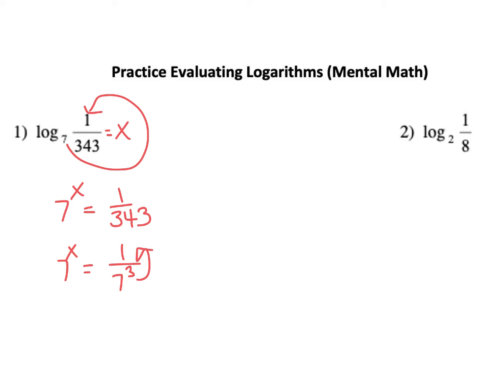So I think, well, if I want to bring 7 to the 3rd back up to the top, the exponent becomes negative. So what's my conclusion here? Well, that the missing exponent is equal to negative 3. So I can say that log base 7 of 1/343 is equal to negative 3.